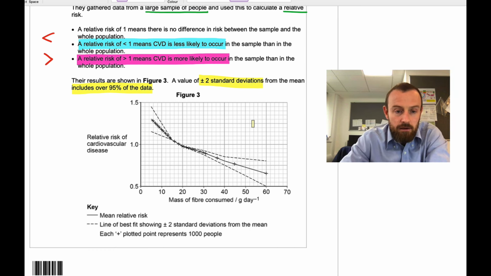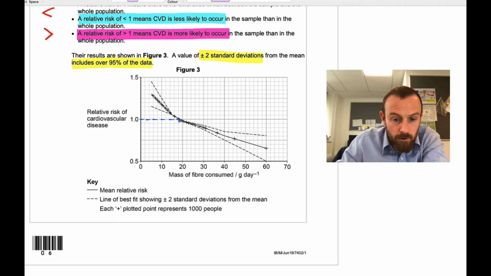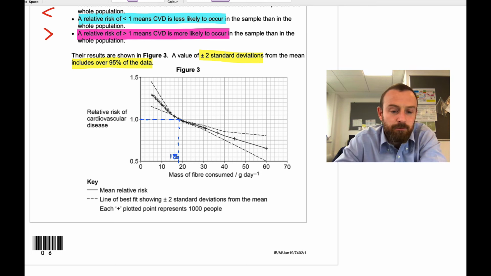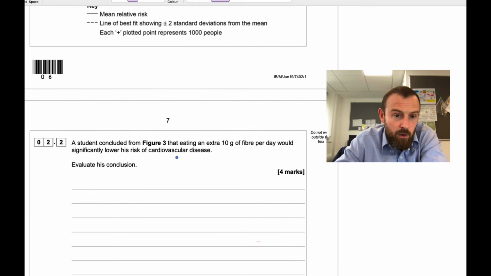Right, let's have a look. First of all, I'm going to look at this graph before I even look at the question, just to get a feel for it. I might just look at this value here, because that's where we've got a higher risk than normal and a lower risk than normal with our fiber intake. And it looks like the key value there is 18 grams of fiber, which seems to make the difference.